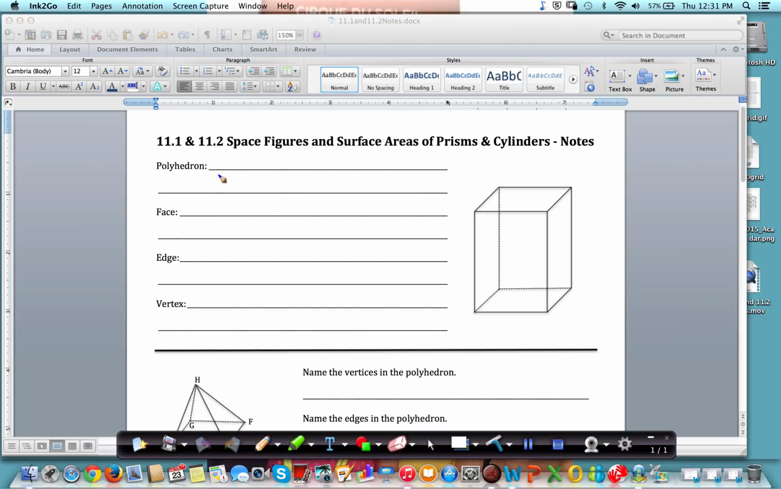A polyhedron, let's go ahead and define a polyhedron. It's a three-dimensional figure whose surfaces are polygons. Okay, so any three-dimensional figure whose surfaces are polygons. This is an example of a polyhedron we have over here.